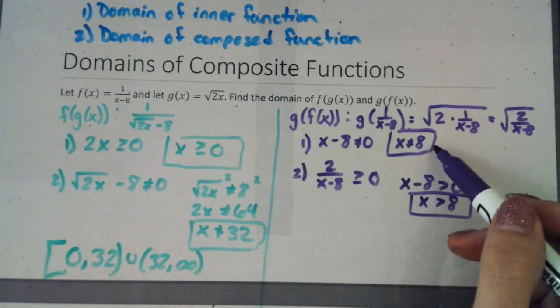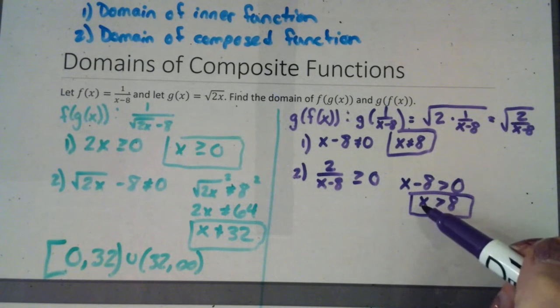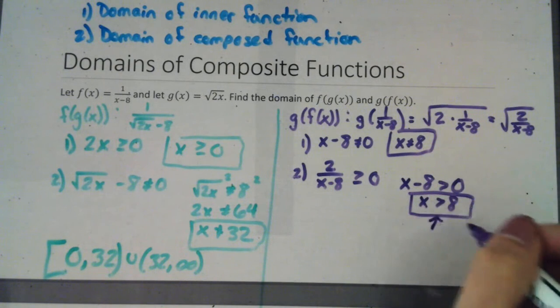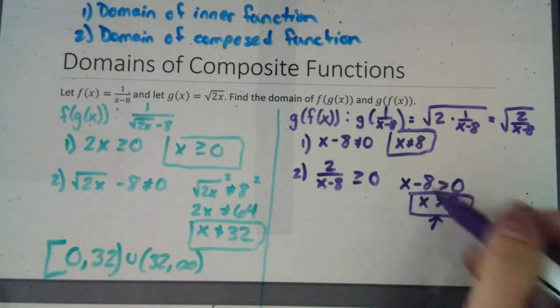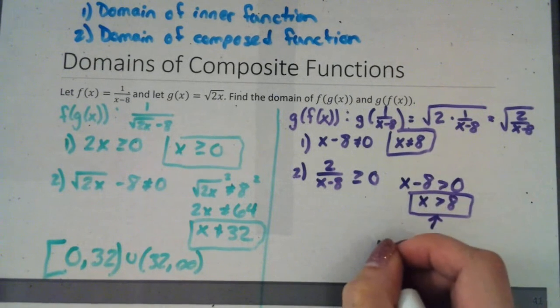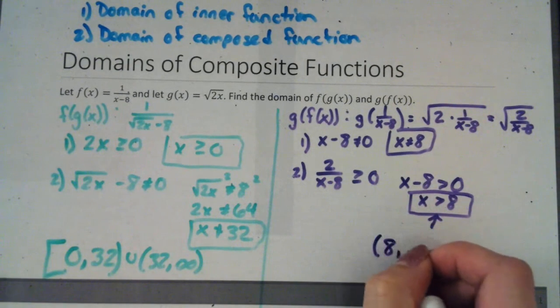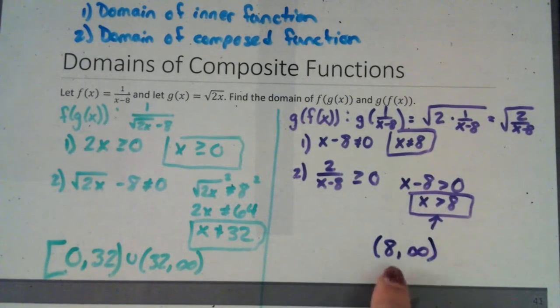So if x cannot be equal to 8 and x is greater than 8, all I get is x is greater than 8 because it already can't be equal to. So I need 8 to infinity. I can plug in any number between 8 and infinity into this function and I will get out a number.